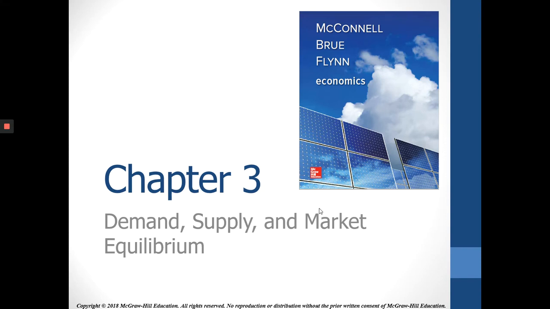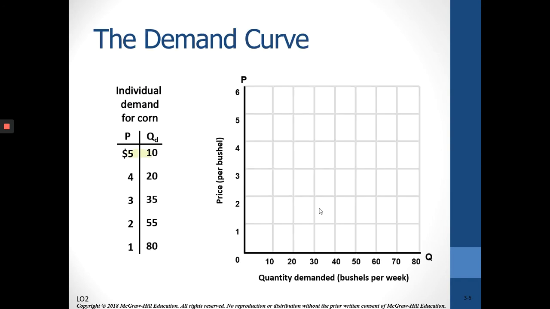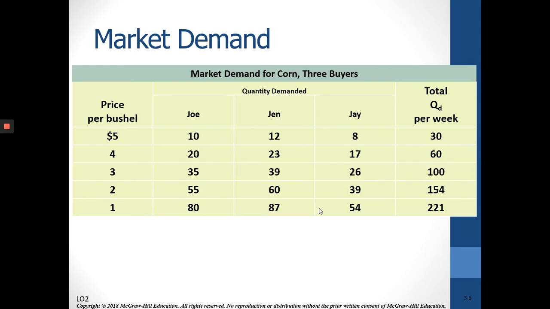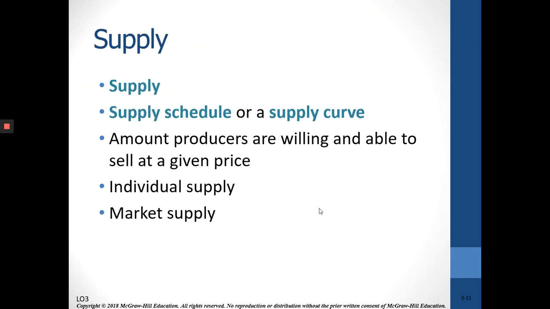Okay, let's look at the second part of chapter 3. We've covered the demand and shifts in the demand curve. Let's look at the supply curve, which is the opposite of the demand curve. It slopes up to the right. Here we are: the amount producers are willing and able to sell at a given price.